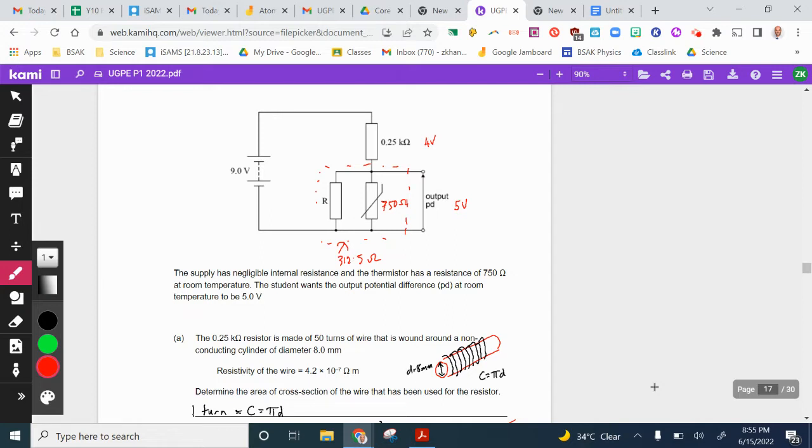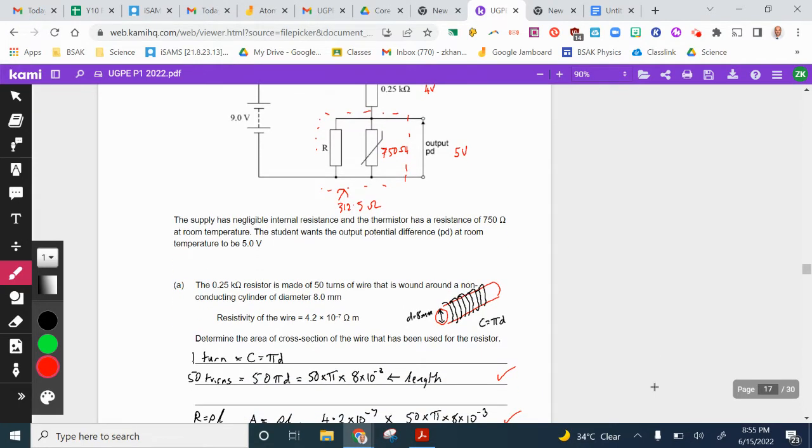Straight away, as soon as I wrote down 5 volts here, I know that's 9 volts there. So that means that the PD across the other resistor is 4 volts because this is parallel. So if it's 5 volts across the 750 ohms, then it's 5 volts across that. So that's 5 volts across these two. And that is 9 volts, so we know that 9 minus 5 is 4 volts. 4 volts goes here. And that will help later on.